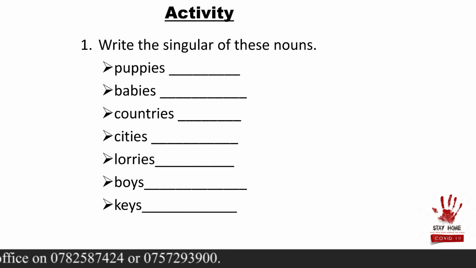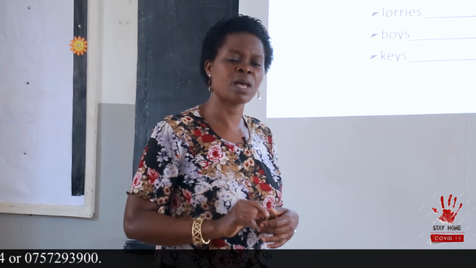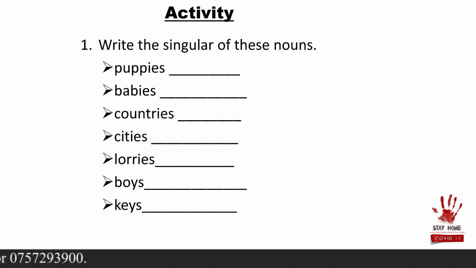Please follow properly. Then we have lorries. Write for me the singular form of the noun lorries. I have boys. When there are many boys, can you write for me the singular of boys? Write for me the singular of keys. I've given you keys. Can you write for me the singular? Basing on the principle I have given you when we are forming singulars and plurals. Now, that is the activity.